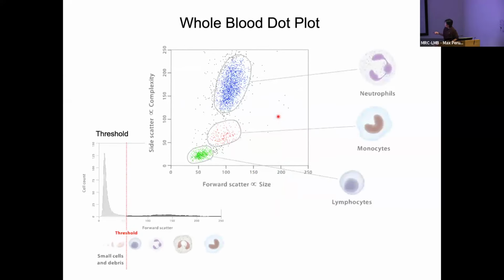So this is an example to show you how the forward scatter and side scatter look in a whole blood dot plot. So these three populations indicate lymphocytes, monocytes, and neutrophils. And of course, we have a thresholding on forward scatter signal to cut off any unwanted signal.